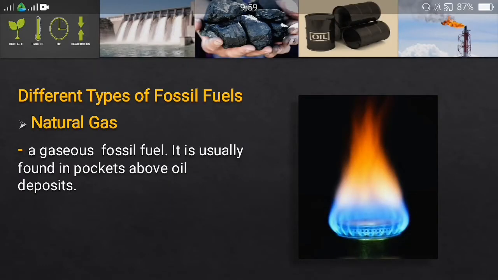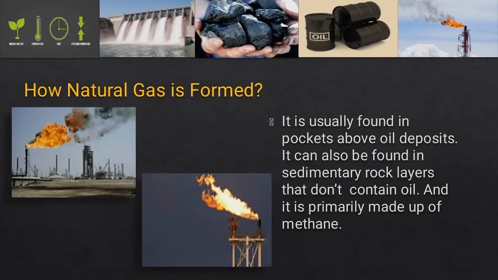Next, natural gas. It is a gaseous fossil fuel which is usually found in packets above oil deposits. Or it is a gaseous fossil fuel that is versatile, abundant, and relatively clean compared to coal and oil. How do natural gases form? It can also be found in sedimentary rock layers that don't contain oil, and it is primarily made up of methane.